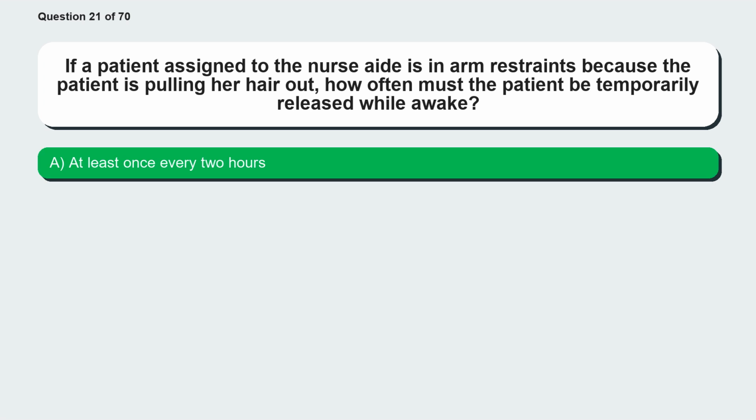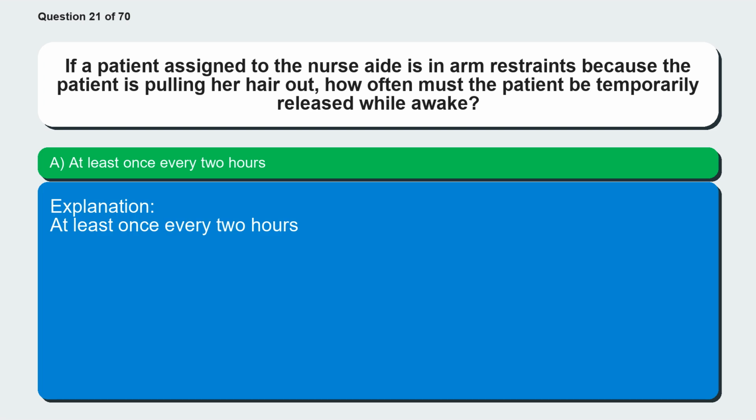The correct answer is option A. At least once every 2 hours.